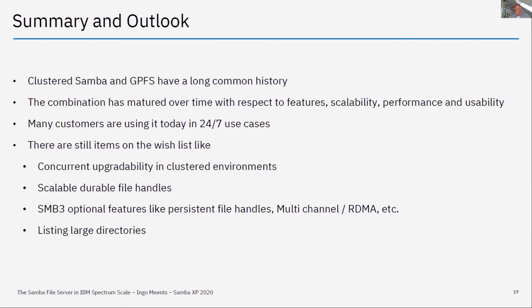Okay, so basically as a summary, we have a long history with Samba and GPFS, and this combination has greatly matured over time with respect to features, scalability, performance, usability. We have a lot of 24/7 use cases in production environments and in engineering environments, but there are still things on the wish list, and there are still some things currently in work in progress, which should make things better. And obviously, there's more on the roadmaps, like a concurrent upgrade, scalable durable file handles, SMB optional features, listing large directories, and things like that.